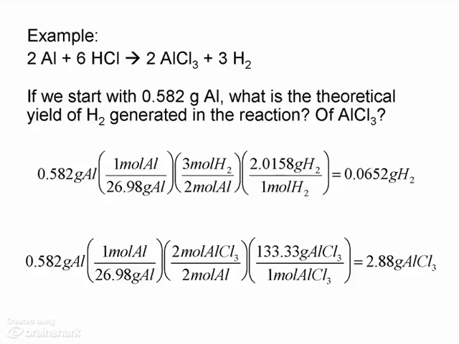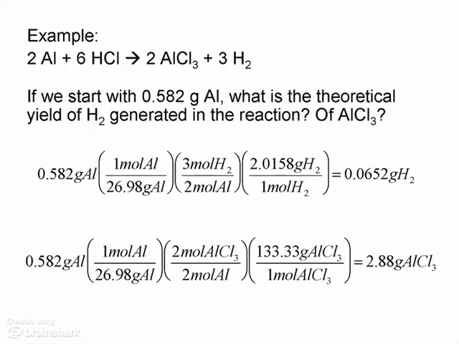In this example, we're reacting 2 moles of aluminum with 6 moles of HCl to produce 2 moles of AlCl3 and 3 moles of H2. If we start with 0.582 grams of aluminum, what is the theoretical yield of H2 generated in the reaction? And let's also think about what is the theoretical yield of AlCl3 generated in the reaction. So we're going to use our mole ratios and the molar masses of each of these elements and compounds to figure out how much we generate in the reaction.